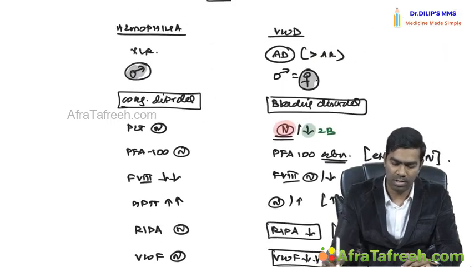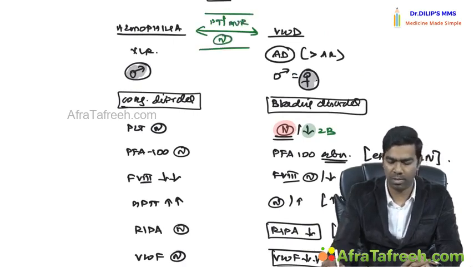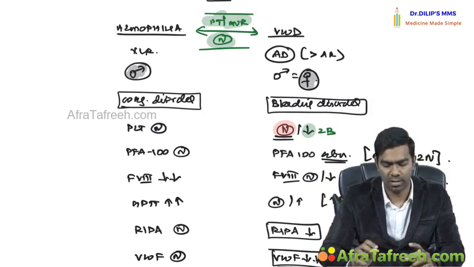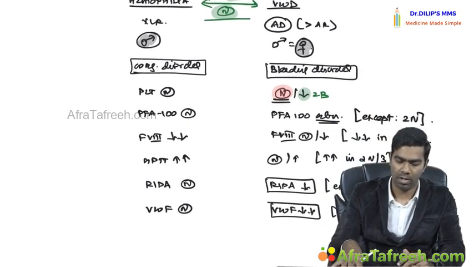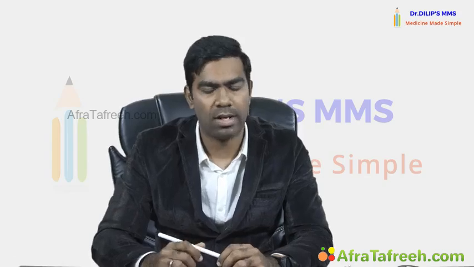But one simple thing that both will have is the PT/INR. This will be definitely normal. The prothrombin time and the INR will be surely normal in both Willebrand disease as well as hemophilia of any form, doesn't matter. So definitely they will be normal. So these are some of the differences between hemophilia and Willebrand disease.